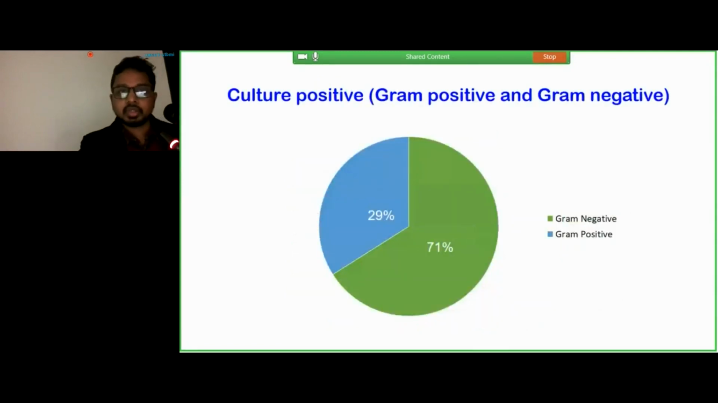Talking about gram positive and gram negative, both broad headings differ in their epidemiology, their pathogens, and their antibiotic sensitivity. We can see that 71% were gram negative, especially from the urine samples and the respiratory samples, and around 29% were gram positive, mainly Staphylococcus, coagulase-negative Staphylococcus, and Enterococcus, and they were more from the blood samples, bacteremia cases, and also the pus samples.